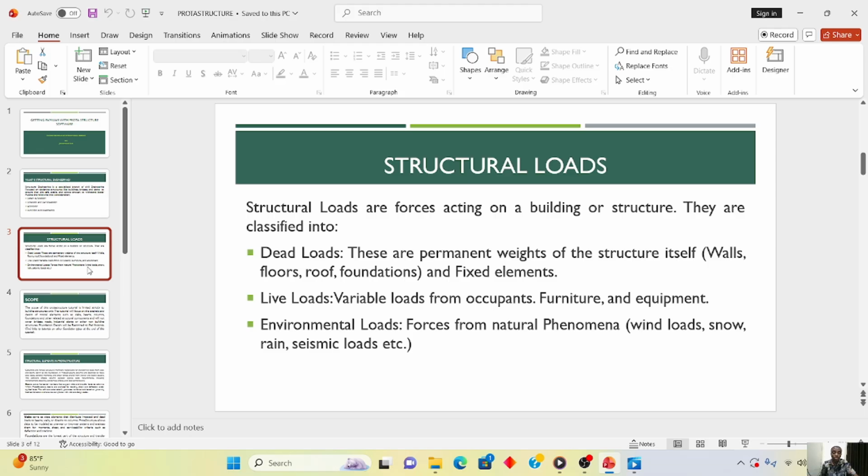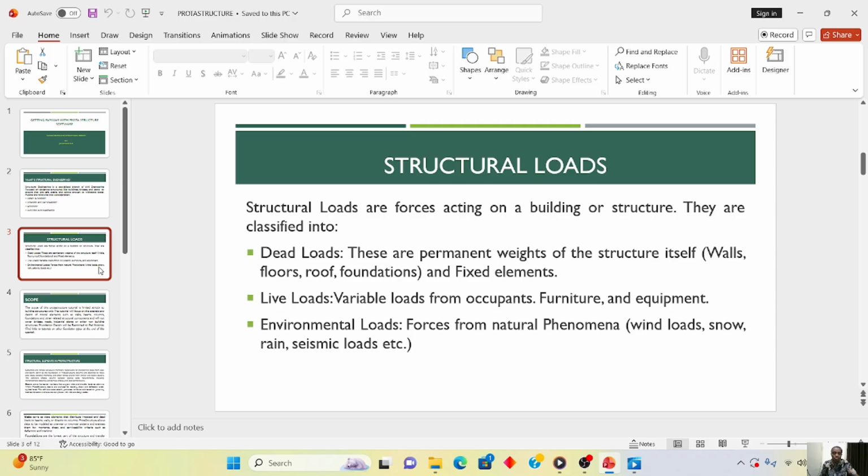Okay. So from your background in civil engineering or related courses, structural loads are forces that are acting on a building or on a structure. And some of the loads that we have are dead loads. Now, dead loads are the weight of the structure itself. It may be for the walls, the roof, and the foundations. These are particularly fixed elements. Now we have live loads, and these are loads from the occupants, from furniture, and also from equipment. We have environmental loads, which are loads from wind, rain, snow, seismic loads, etc.